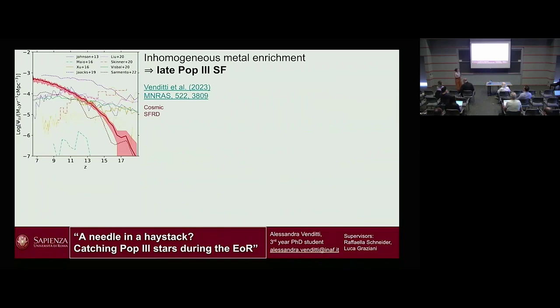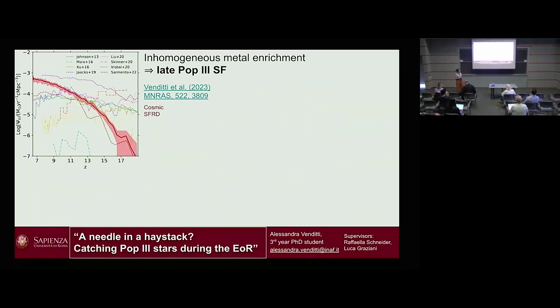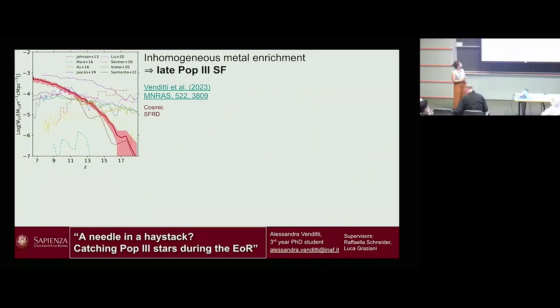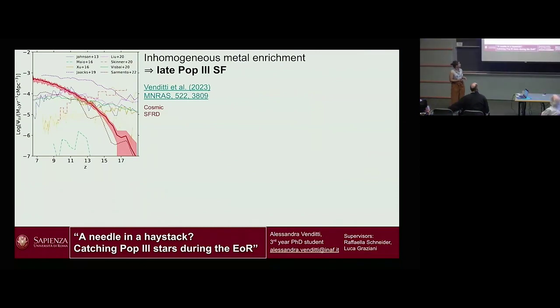I will start by showing you this plot that was already shown by Raffaella during her review talk, showing the POP3 cosmic star formation rate density evolution as a function of redshift. As you can see, there are many different models, also on small and very resolved scales, that show this late POP3 star formation, which is still occurring during the Epoch of Reionization. This is allowed by the inhomogeneous nature of metal enrichment, which allows the persistence of these pristine pockets that can still form POP3 stars well after the onset of star formation at cosmic dawn.